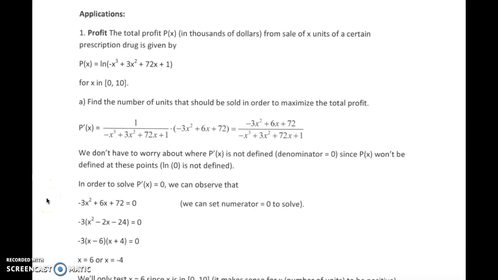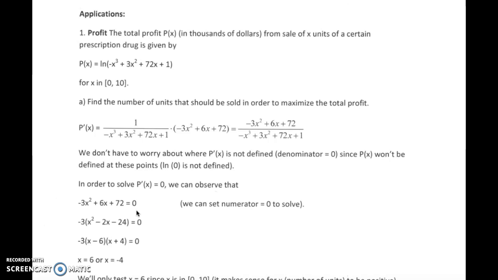So we want to solve for the derivative equal to 0. What's going to happen is when our derivative is set equal to 0, the denominator piece is going to get multiplied by 0 and go away. So we're dealing just with the numerator here. We have the numerator, negative 3x squared plus 6x plus 72, and we're going to set that equal to 0.